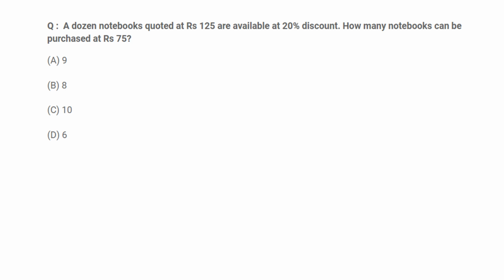Let's see. A dozen notebooks quoted at 125 are available at 20% discount. Already I told you how we can take 20%. So 125 is the quoted value. Quoted means the marked price, the marked value they just display. Like whenever you are going for shopping, you can see the marked price in the tag, 1,000 rupees, but it shows a 30% discount.